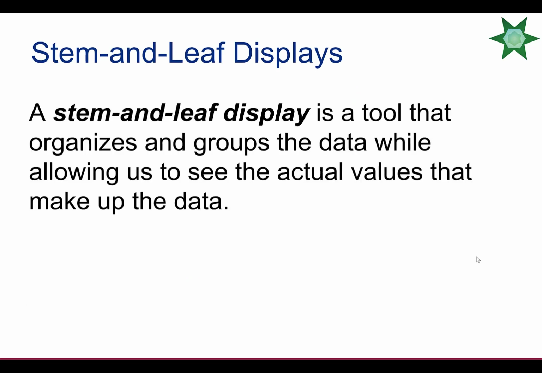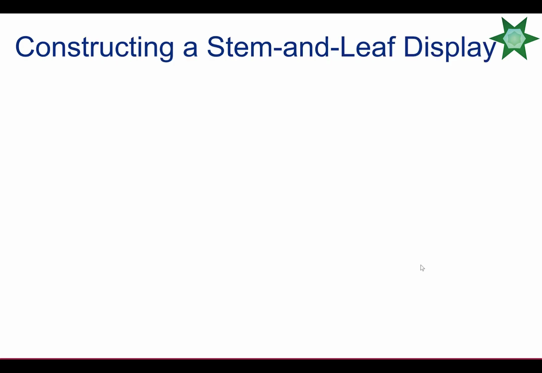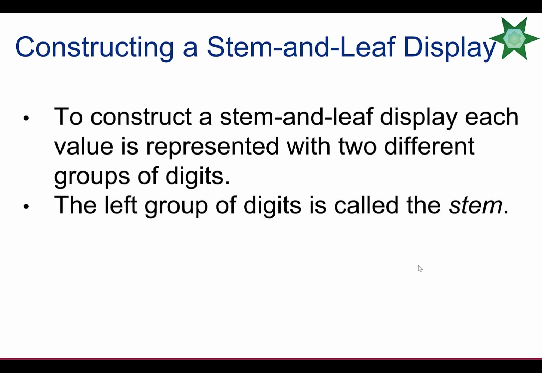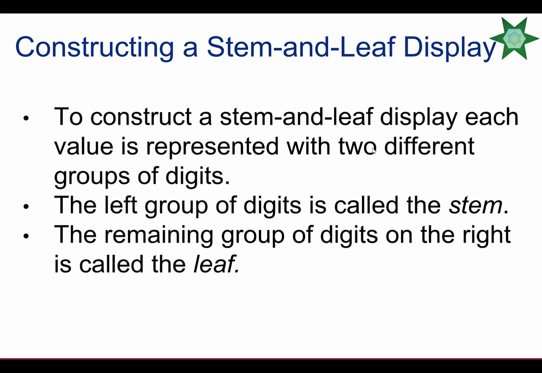A stem and leaf is a tool that organizes and groups the data while maintaining the original data values that we see. And again, I'm going to suggest to you that you would use technology to create a stem and leaf. But we created it so each value is represented by 2 different sets of digits. The left group is called the stem, and the right group, a single digit, is called the leaf.